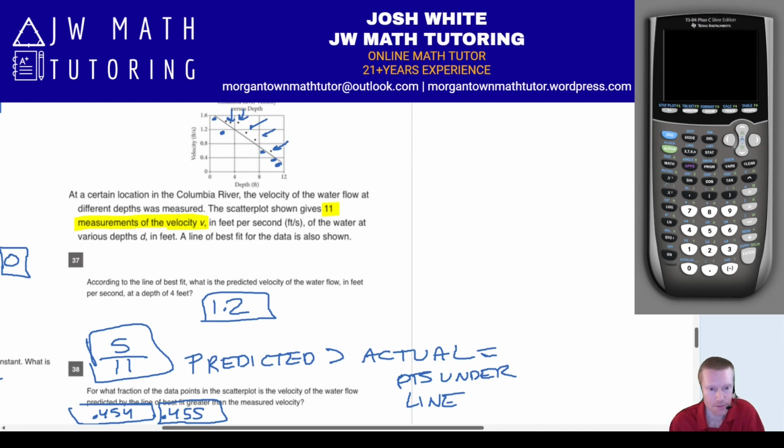All right, so this is the calculator section of the May 2022 SAT QAS, basically section 4 of the test.